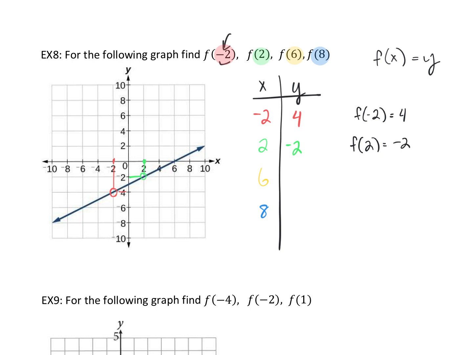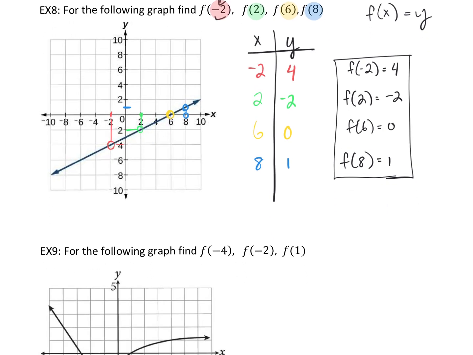And then let's see. Go ahead, pause the video and try the other two by yourself. Let's see, when x equals 6, the y value is, oh, this is the sneaky one, 0. So f of 6 is going to be 0. And then lastly, we have f of 8. Here's my 8, and then the y value is, oh, it's kind of in between, so I'm going to go ahead and say that's a 1. 8 and 1. So f of 8 equals 1. And there we go, my answers.